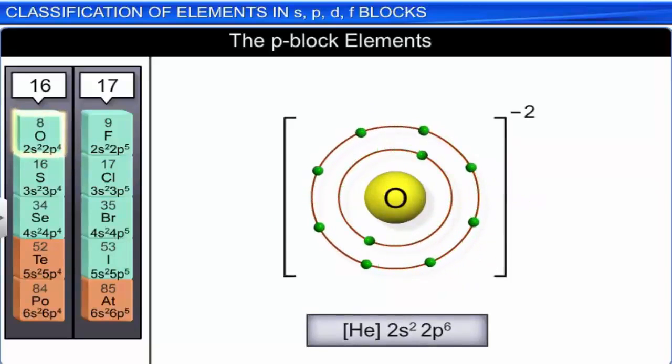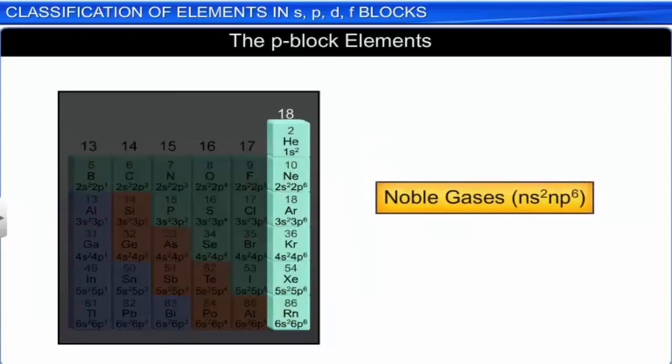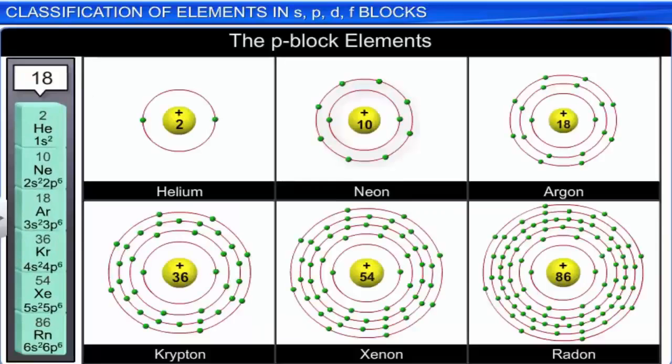The group 18 elements having the electronic configuration ns2np6 are called the noble or inert gases. All of them exist as monoatomic gases. Noble gases exhibit very low chemical reactivity because of their completely filled outermost shell.